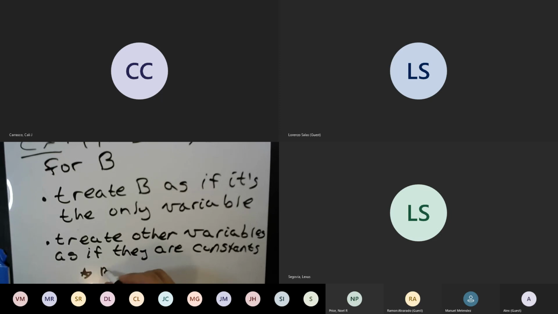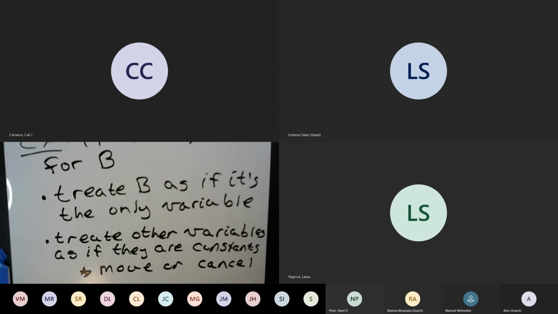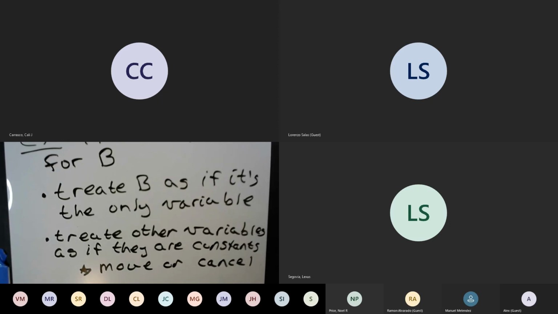And that means we're going to move or cancel them. That's what that means. We're going to move or cancel the other variables. But we'll treat B as if it's the only variable. It really isn't, but we'll treat it that way. So what happens when we do this?